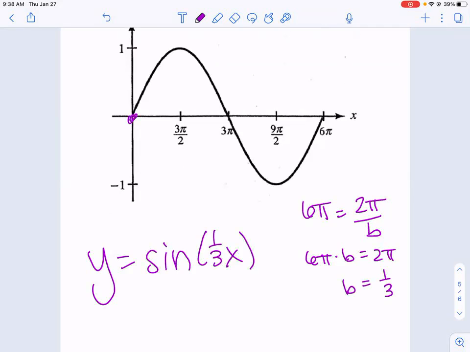And your starting point was 0, 0. That's kind of an easy one, huh, to give you.